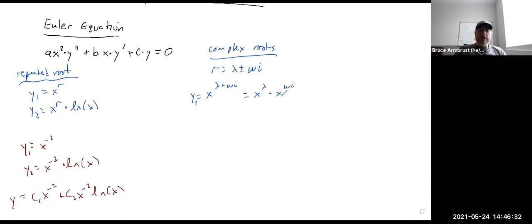Now, what we're going to do is change this to base e, and we're going to do that by making x e to the natural log of x, raised to the omega i. How many times have we done that trick? So this gives us x to the lambda times e to the omega lambda x times i.